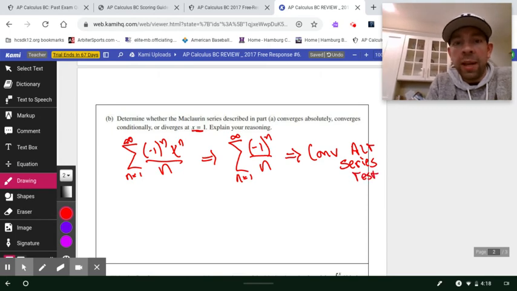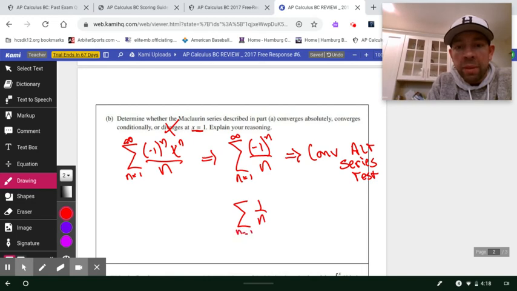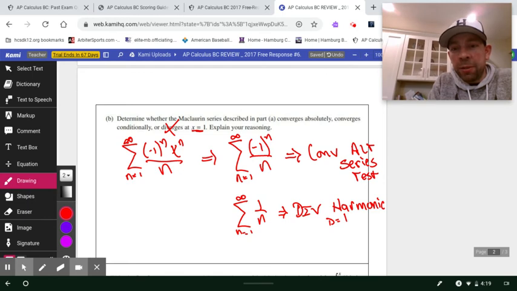So I can rule out this answer right there. It's either going to converge absolutely or converge conditionally. Now, what you want to do is take the absolute value of that expression and analyze this one. Now, this is the harmonic series, and it diverges. You could just refer to it as the harmonic series. That's acceptable on the AP exam. Or you could talk about how it's a p-series and p equals 1, and therefore it diverges.